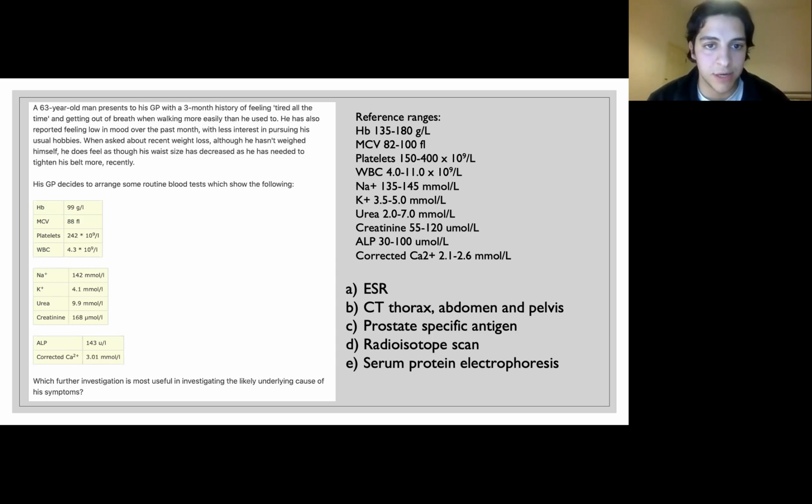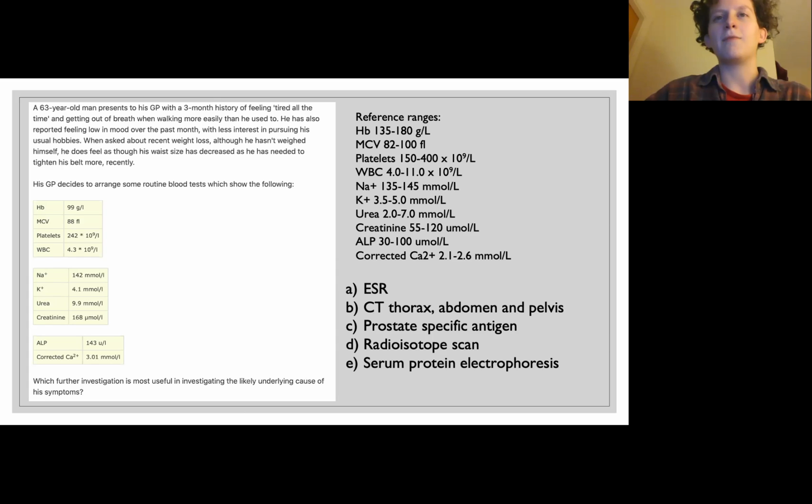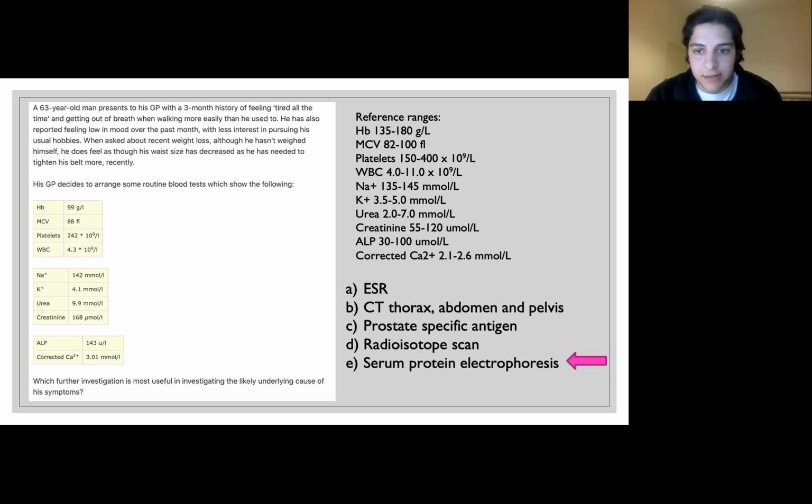So there are the bloods, and on the right-hand side, the reference ranges. Which further investigation is most useful in investigating the likely underlying cause of his symptoms? Everyone in the chat's in agreement with E as their answer. Brilliant. E is the correct answer. So fantastic, you're all able to identify this as myeloma.